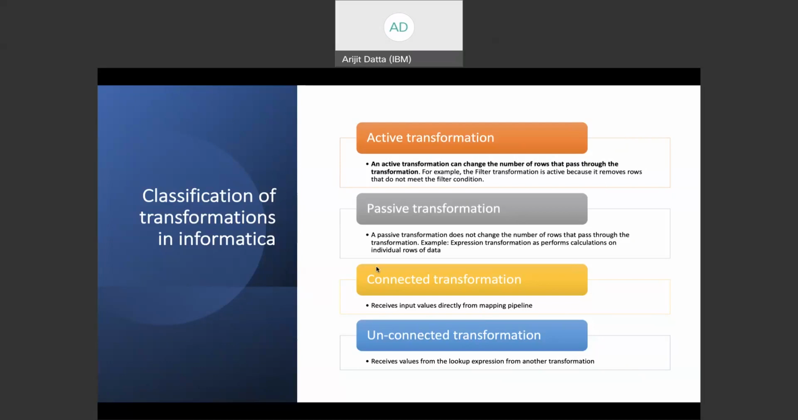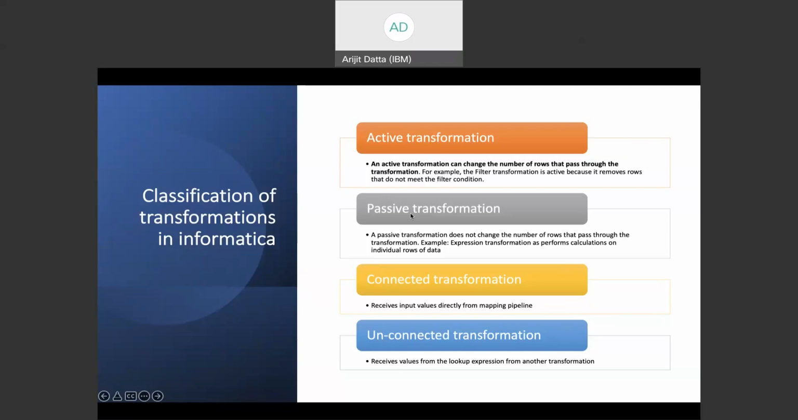Now we have connected transformation and unconnected transformation. So what is connected transformation? It receives input values directly from the mapping pipeline. What does it mean? It means you have a mapping, right? You have a source, you have a target, you have transformations in between. A connected transformation is the transformation which is connected with your source, target, and others. Those are connected by a pipeline, like your connected lookup or any other transformation.